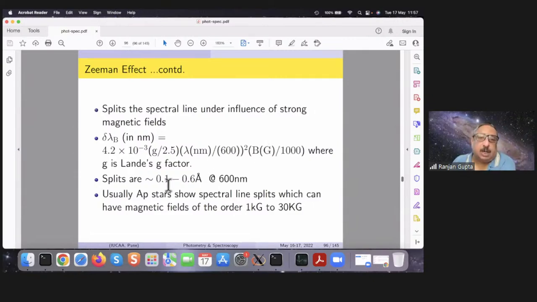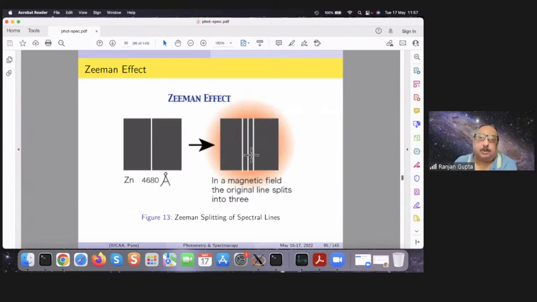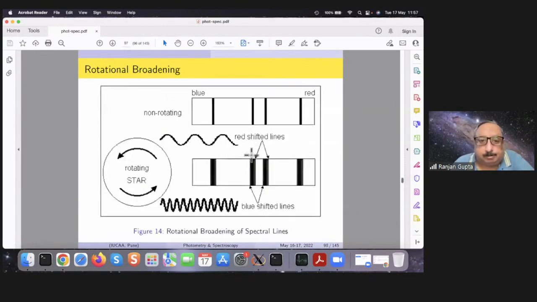So this is now another factor of 10. Now we have come down to the splitting is this. So actually in a star which has strong magnetic field, like these Ap stars, up to 30 kilogauss, you will not only have the broadening, you will see the splitting altogether. So it will have a split like this, and each of these lines will be much broader. The natural broadening is way smaller and hidden inside.